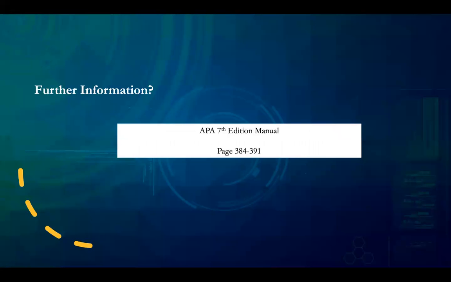If you need any further information, please check the APA 7th edition manual. All of this information is included in depth from pages 384 to 391.